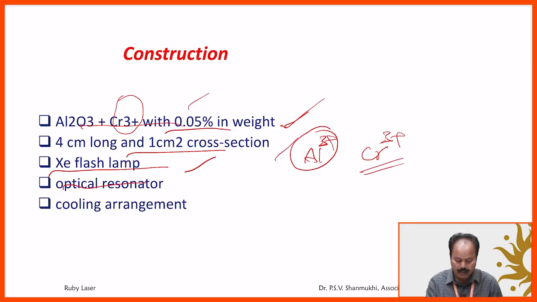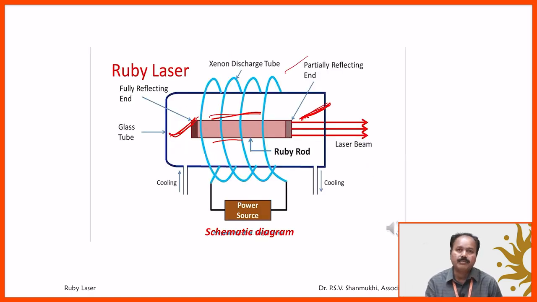In this, a cooling arrangement is also provided. The rod is surrounded by a case, and the cooling arrangement is provided. If some thermal energy is produced, water circulation is allowed: cooling in and cooling out, water in, water out. Water circulates around the rod. As a result, any thermal energy generated during the process of laser action will be cooled here. One by one we shall see.